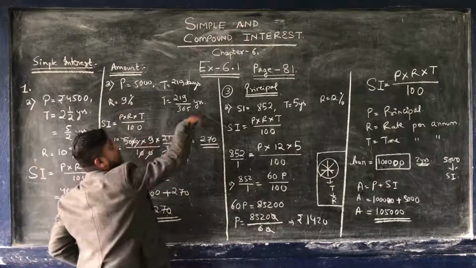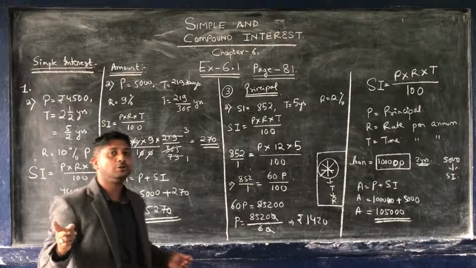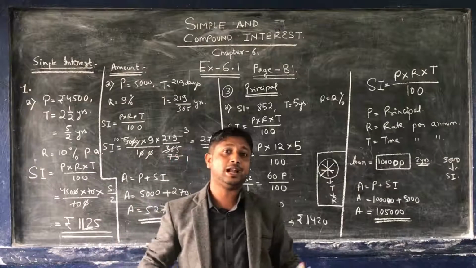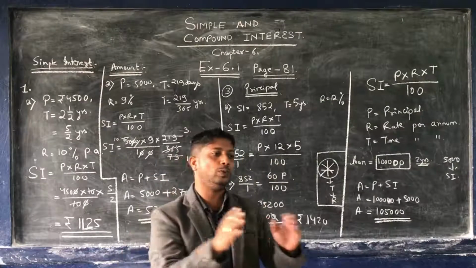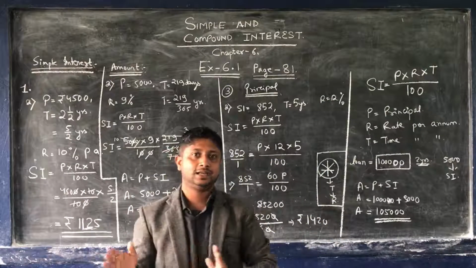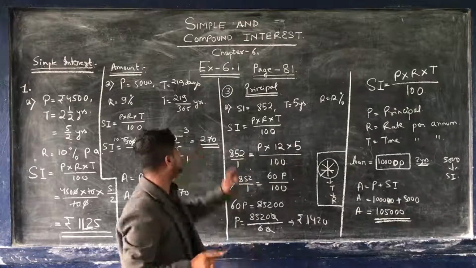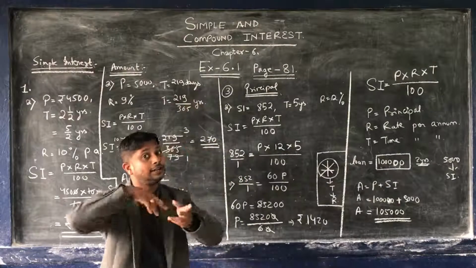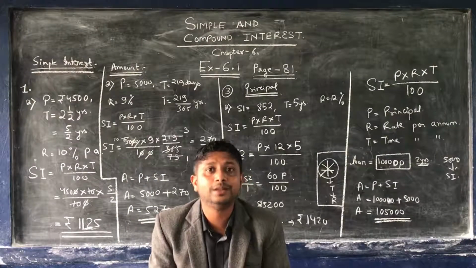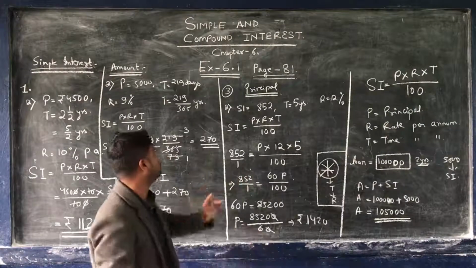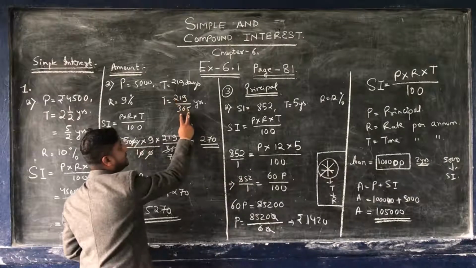Here the tricky portion is time. Because as I told you in the beginning of the chapter, time always has to be in years. It cannot be in weeks, months or days. So now, since it is given in days, convert it into years. Now you tell me, in 1 year how many days are there? 365. Correct. So what do you do? 219 divided by 365.